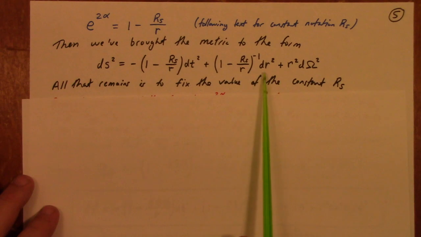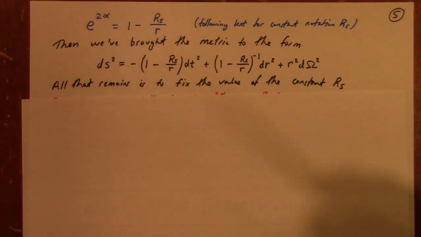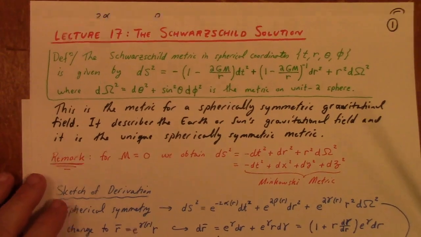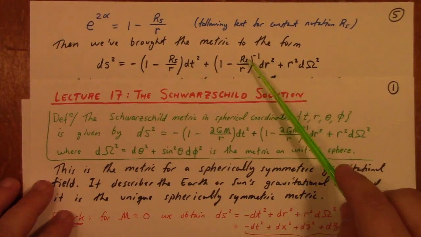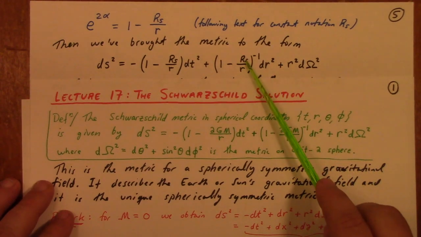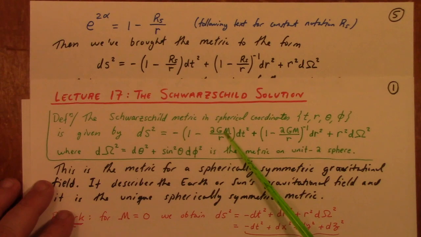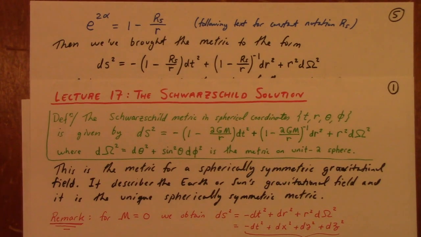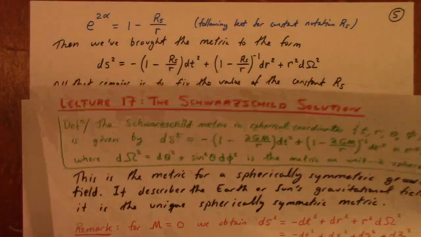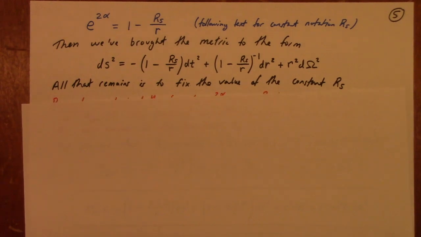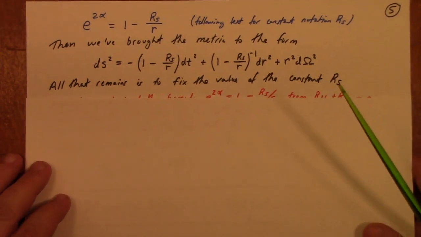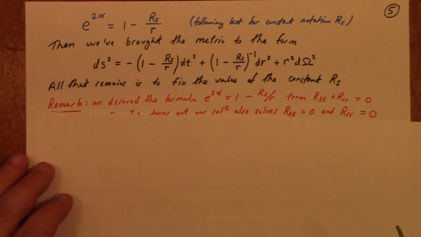So it's starting to look like the metric I started with, right? It's getting closer to looking like this, right? You can kind of compare. It's almost the same. We just need to identify that the Schwarzschild radius is actually 2Gm, and that's what we're going to do next here. How do you do that? Well, in the weak field limit, this should reduce to Newtonian gravity, right? So we worked that out in the last lecture, I think.